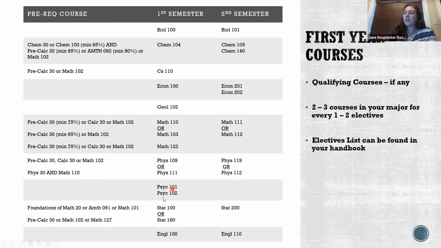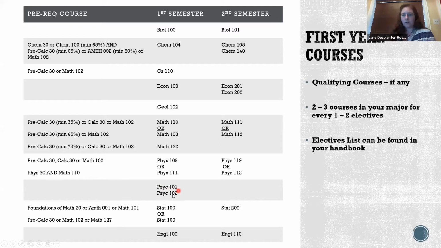But for those of you who are interested in psychology, we used to have one psych course for first year. It was Psych 100. And it was way too much material to cover in one course. And so we've divided it into two. So for psych, we have Psych 101 and Psych 102. And they are offered every semester. And you can take one in the first semester and one in the second semester, and one of them is not a prerequisite for the other. So you could even take both of them at the same time if you want.